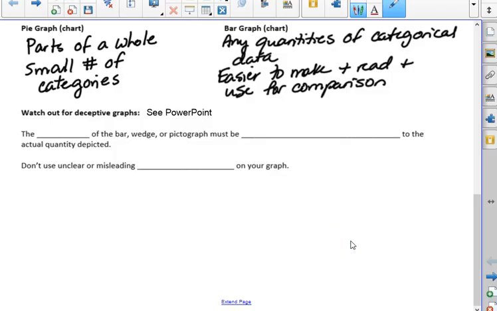So to summarize, when we're talking about graphs, the bar, the wedge, or the pictograph, which is when you use a picture like the books or the doctors instead of a bar, the area must be proportional to the actual quantity represented. And we saw many times that it was not. And don't use unclear or misleading scales on your graph. That was the other area that we saw created a lot of deceptive, misleading, or confusing graphs.